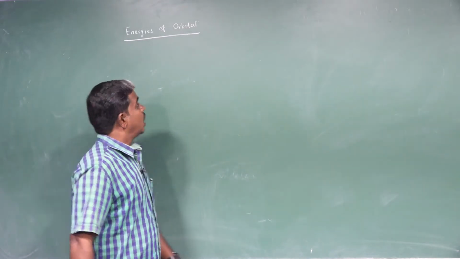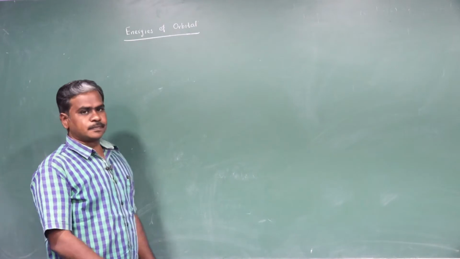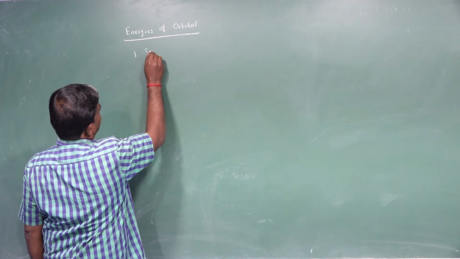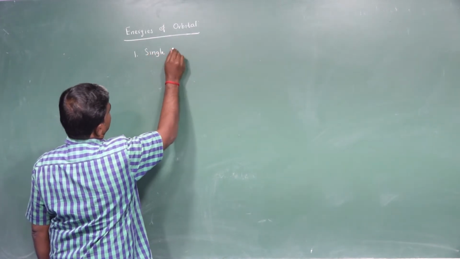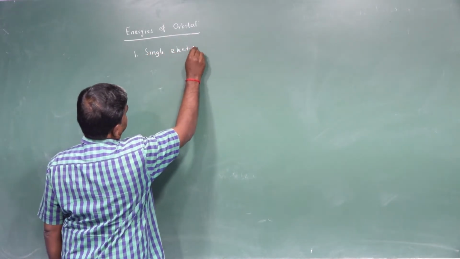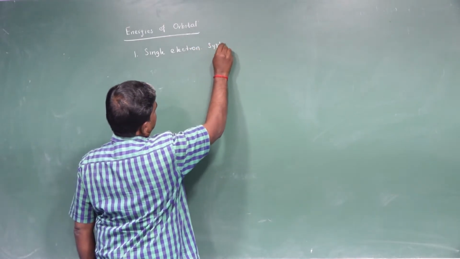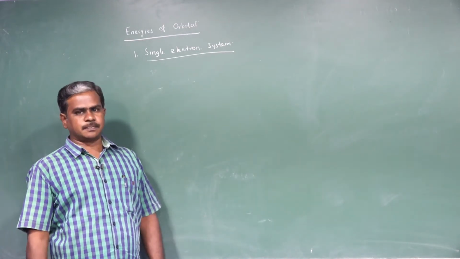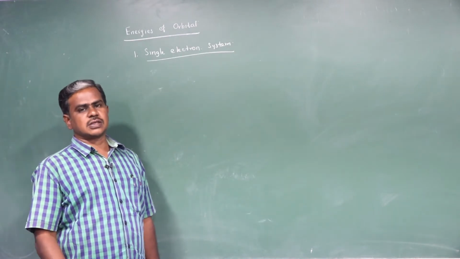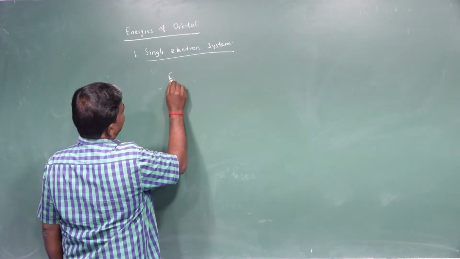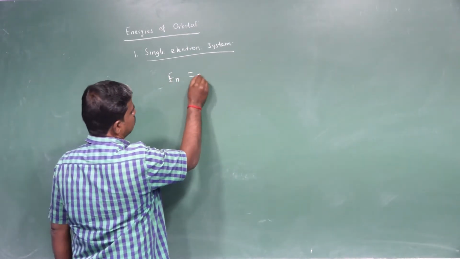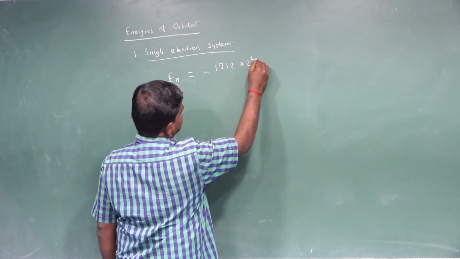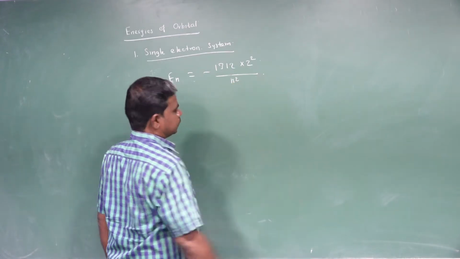Let us discuss energies of orbitals. First we have taken a single electron system, like the hydrogen atom. The energy of a single electron system is proposed by Schrödinger. The energy of an electron in the nth orbit is equal to minus 1312 into Z square by n square.